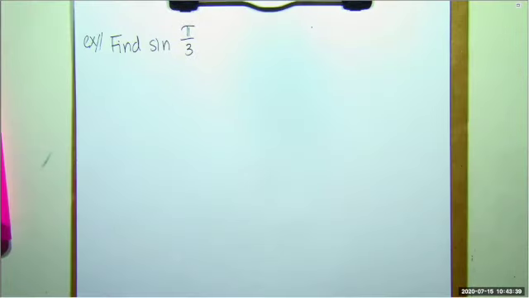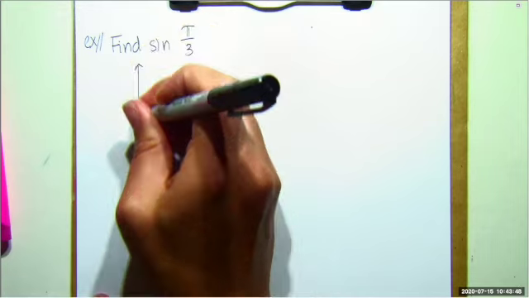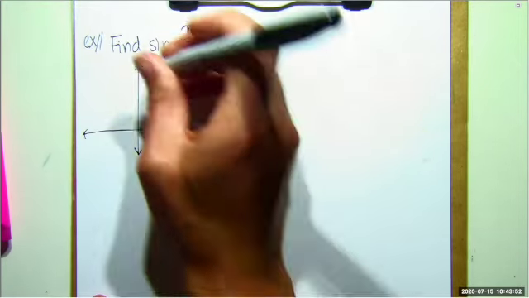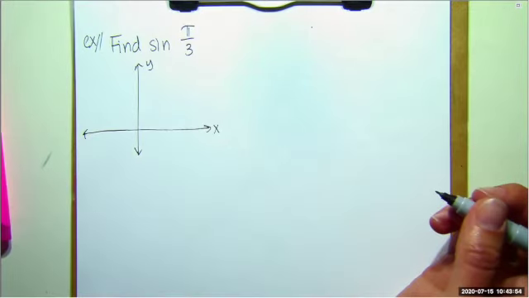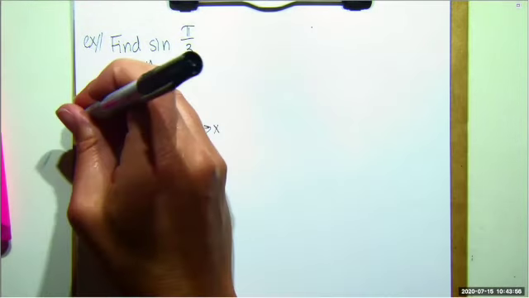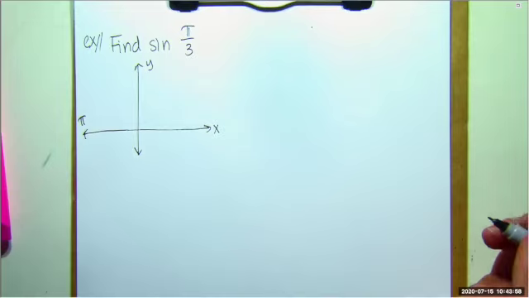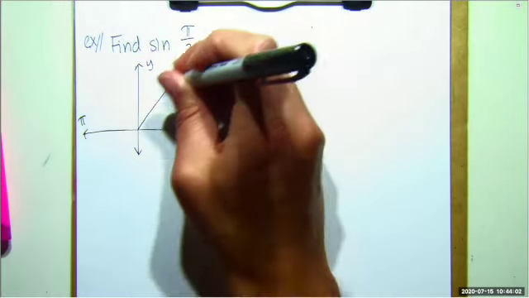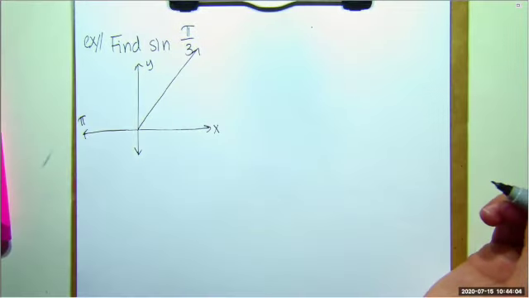Okay, next one, find sine of pi over 3. Okay, so our first step is to draw our angle in standard position. Okay, so there's a couple ways of thinking about this. We know that over to 180 is 1 whole pi. So we want to go 1/3 of the way to 1 whole pi, which ends up being about here.